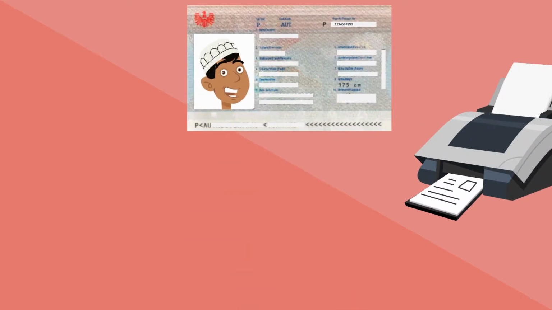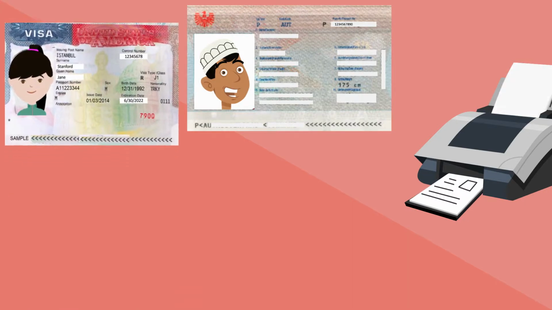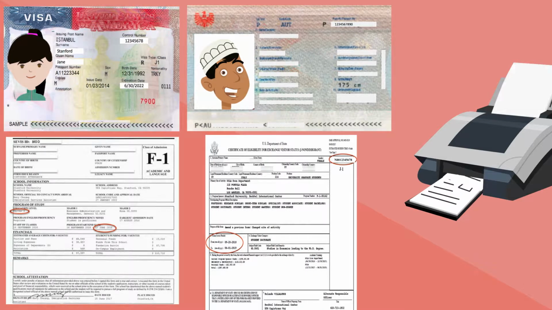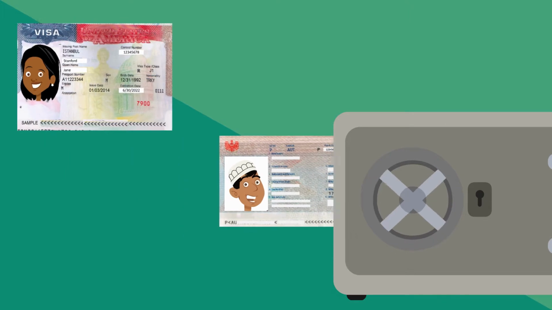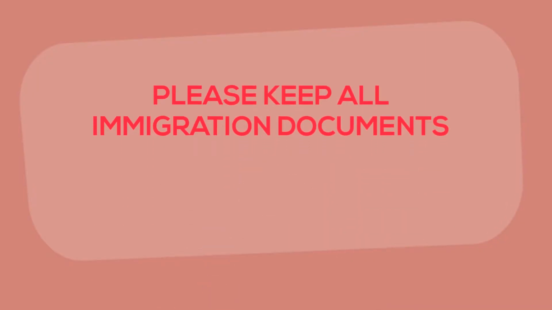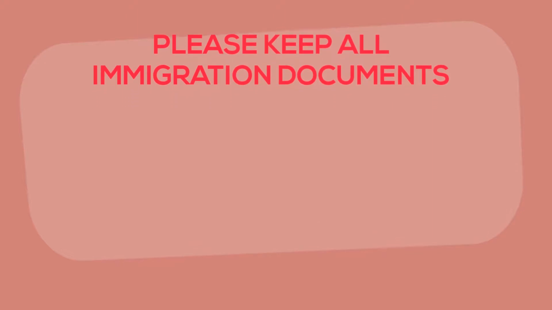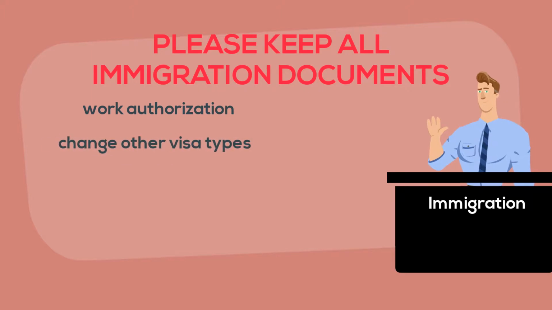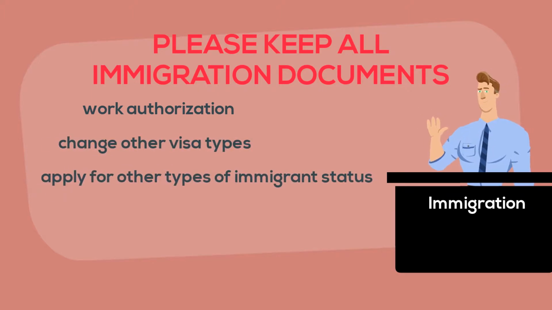The Bechtel International Center advises that you make photocopies of the passport bio page and visa stamp, and all pages of your current and previous I-20s or DS-2019s. Keep the copies and the originals in a safe place. It is important to keep all immigration documents that are given to you, because those will be needed if you ever apply for work authorization, change visa types, apply for other types of immigrant status, or transfer to another university.